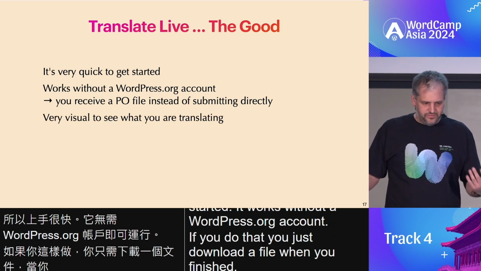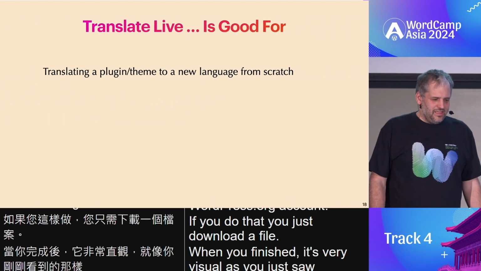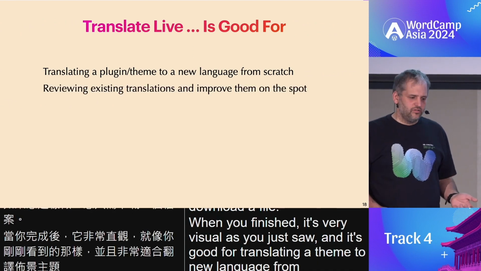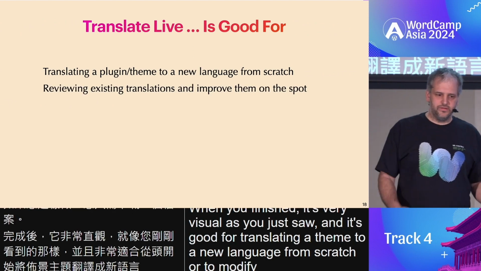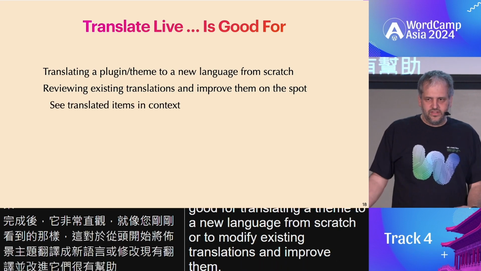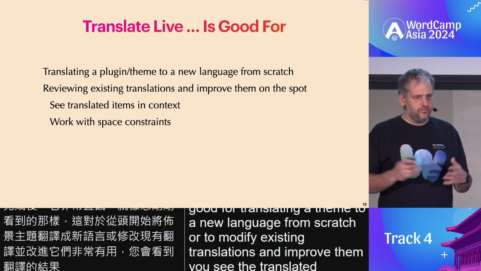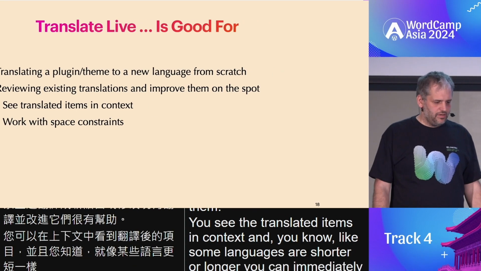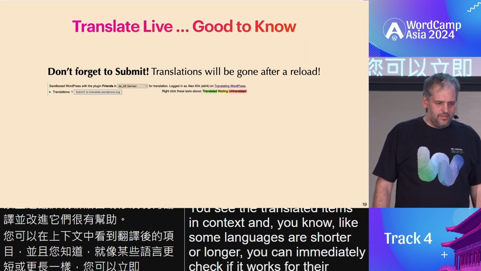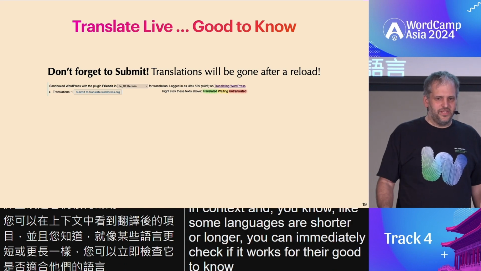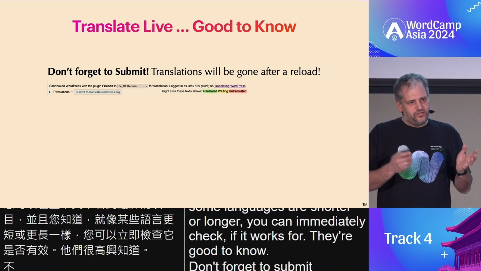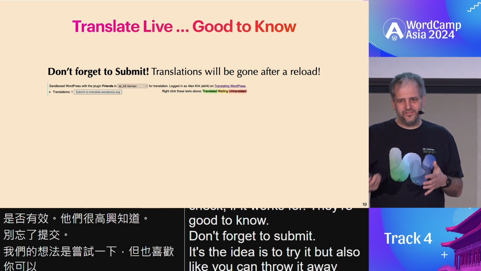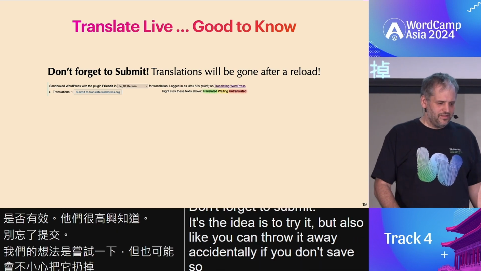It's very visual, as you just saw. And it's good for translating a theme to a new language from scratch, or to modify existing translations and improve them. You see the translated items in context, and you know, like, some languages are shorter or longer. You can immediately check if it works for there. Good to know. Don't forget to submit. The idea is to try it, but also, like, you can throw it away accidentally if you don't save. So submit it. There's a button at the bottom.